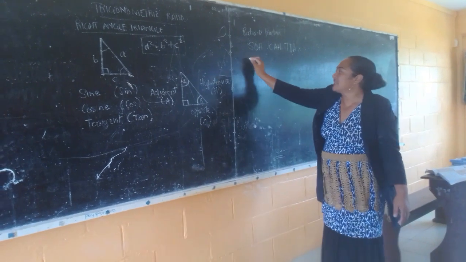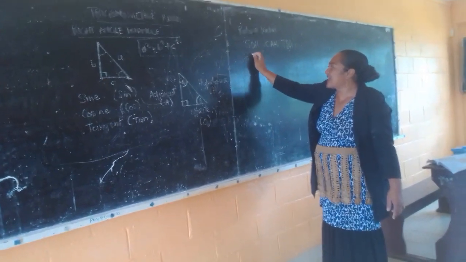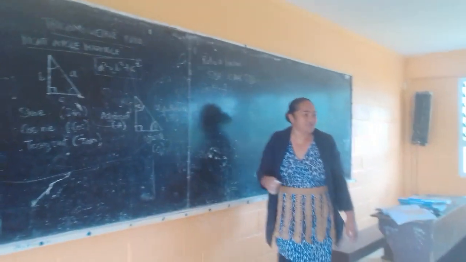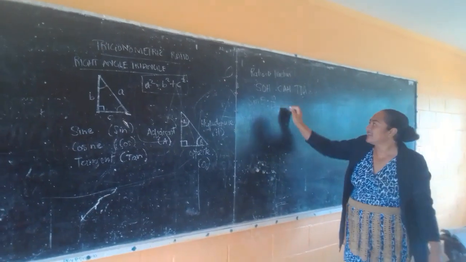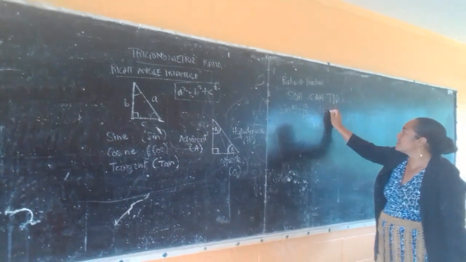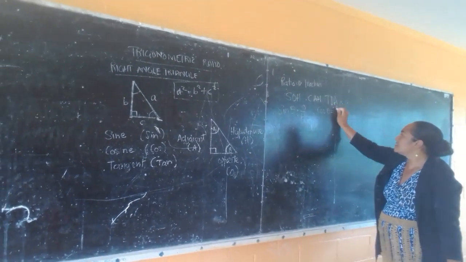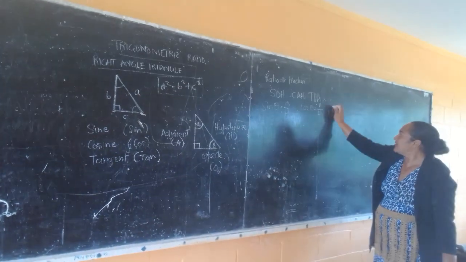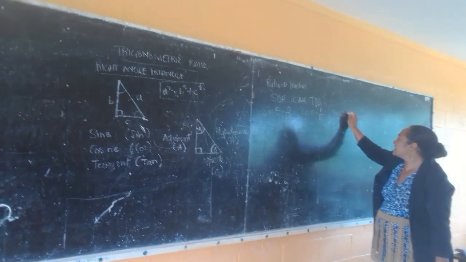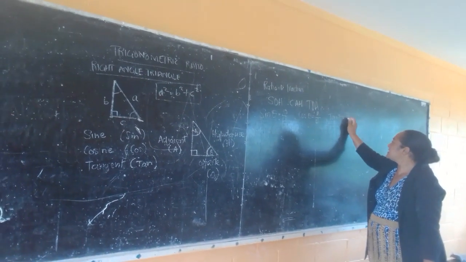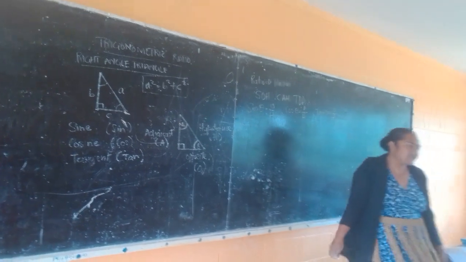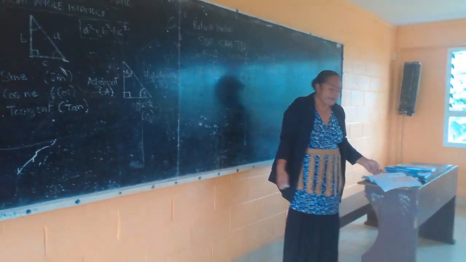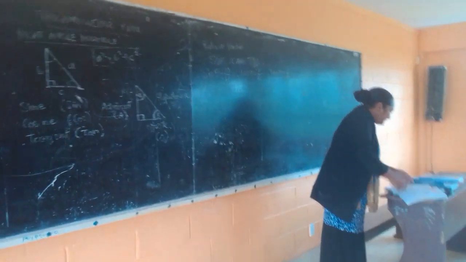So soh cah toa means if you're using sine of an angle, you're going to be using opposite over hypotenuse. Understand? And if it's cos, cos of an angle is equal to the adjacent over hypotenuse. Okay? And if you're using tan, it will be equal to opposite over adjacent. Understand? Yeah.